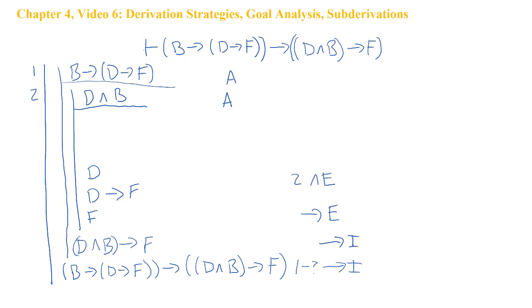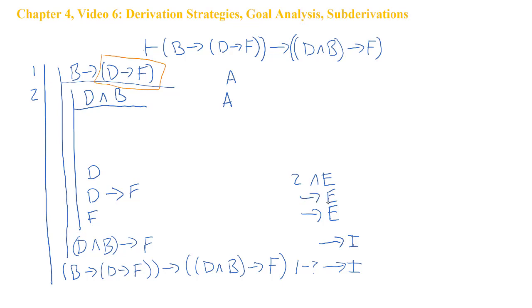So we don't know exactly what line number that will be yet, but we do know it'll come from 2 by conjunction elimination. The other question is, how do I get D arrow F? Well, we noted that it is the consequent of line 1. So if only I could have a B by itself, line 1, and that B would give me D arrow F also by arrow elimination.